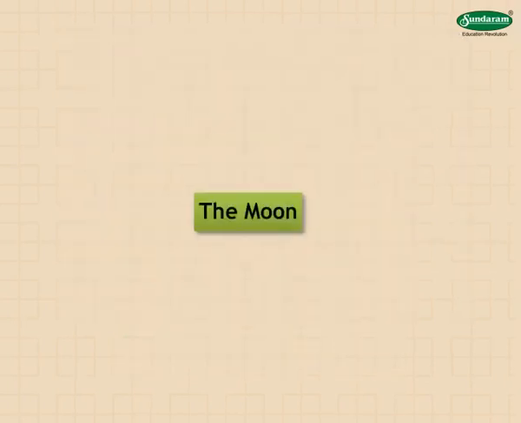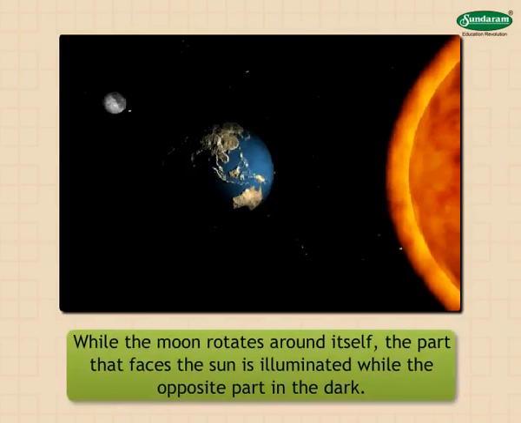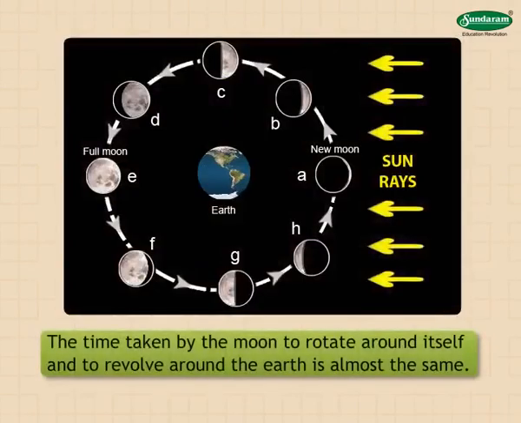The moon. The moon is a satellite of the earth. It revolves around the earth while spinning around itself. We make use of the moon's motion around the earth for the measurement of time. While the moon rotates around itself, the part that faces the sun is illuminated, while the opposite part is in the dark. The time taken by the moon to rotate around itself and to revolve around the earth is almost the same. As a result, we always see only a specific part of the moon from the earth.